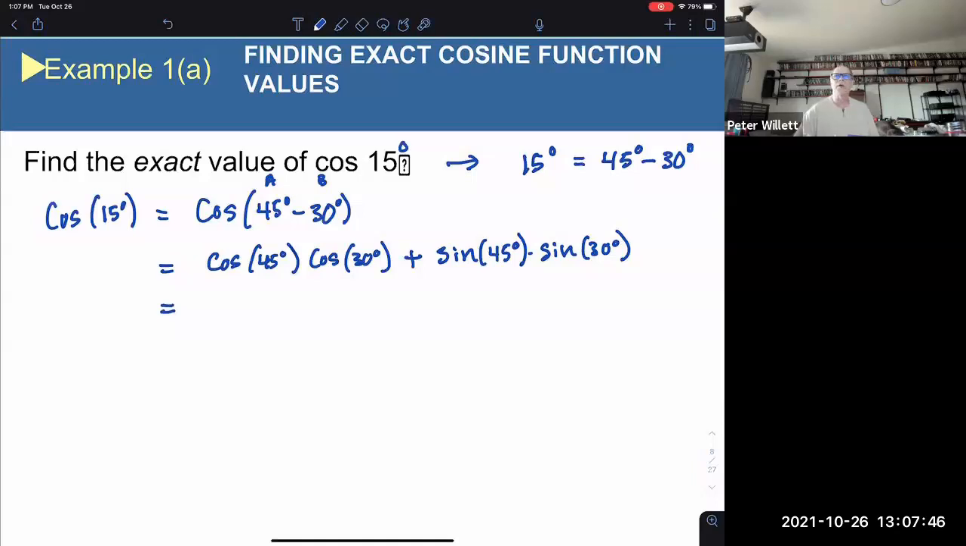So let me pause there and see if there are any questions about how I set this up in order to try to find out the exact value for this problem.